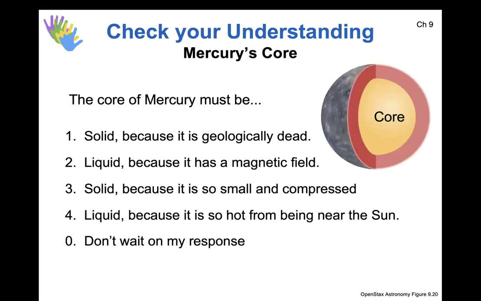And the reason that we know it must be a liquid is because it has that magnetic field. It is impossible for a planet to have a magnetic field if its core, or just its interior really, is entirely solid. You have to still have liquid, which means molten, inside of a planet to sustain a magnetic field.